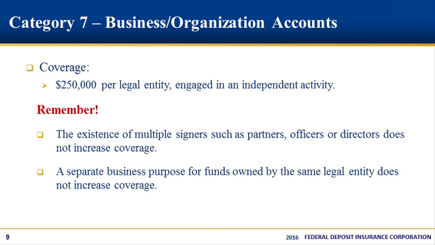Coverage for business organizations is up to $250,000 per legal entity engaged in an independent activity. It is important to note that the existence of multiple signers does not increase coverage. Also, a separate business purpose for funds owned by the same legal entity does not increase or create separate coverage.